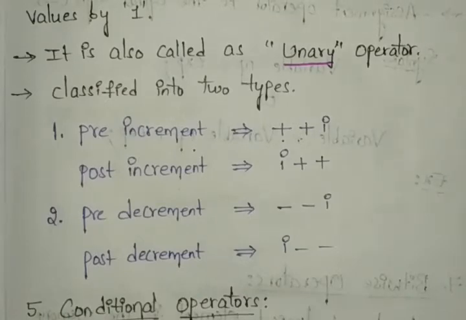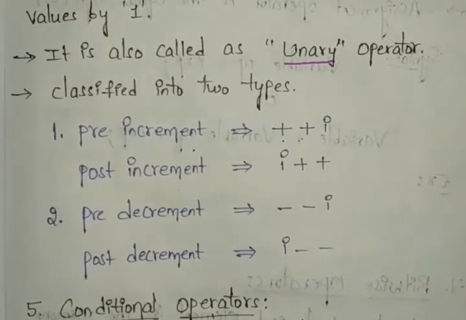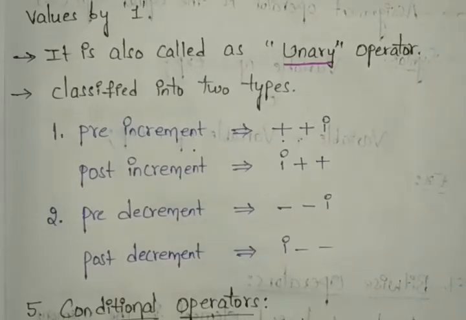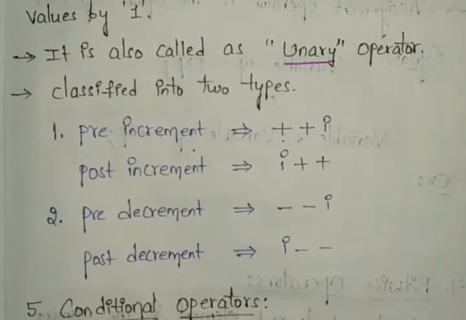Pre-decrement: pre means we do the decrement process before, written as minus minus I. Post-decrement: after the value, you perform the decrement, written as I minus minus.